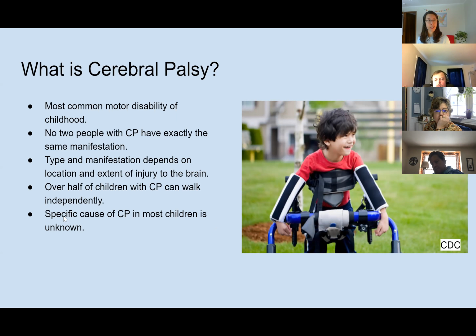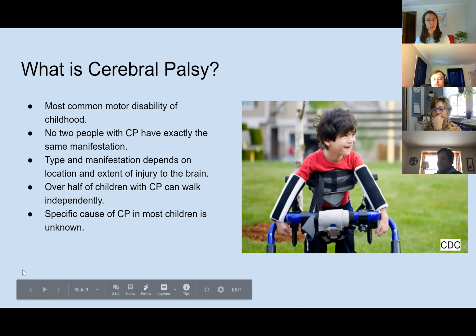I did like the statistic that over half of children with CP can walk independently. I think that a lot of times when we think about cerebral palsy, the first image that comes to mind can be one of someone who is greatly affected, so perhaps in a wheelchair, maybe doesn't necessarily have control over movements of their head and neck. But over half can actually walk independently.